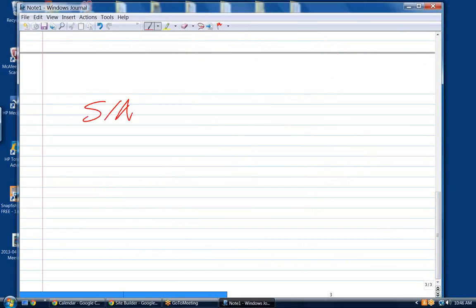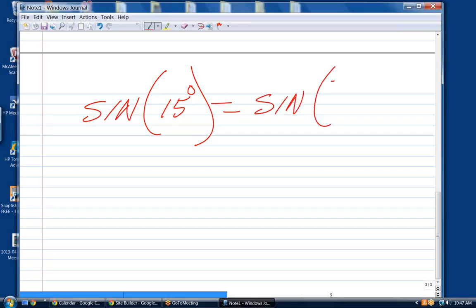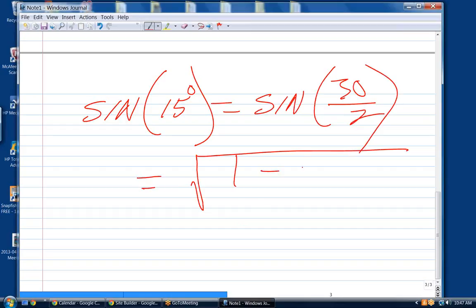What would the sine of 15 degrees be, and rewrite it as a half angle? Okay, so we have sine of 30 over 2. And that equals the square root of 1 minus cosine of 30, all divided by 2. In other words, theta is 30, not 15. And we know cosine of 30 is square root of 3 over 2.